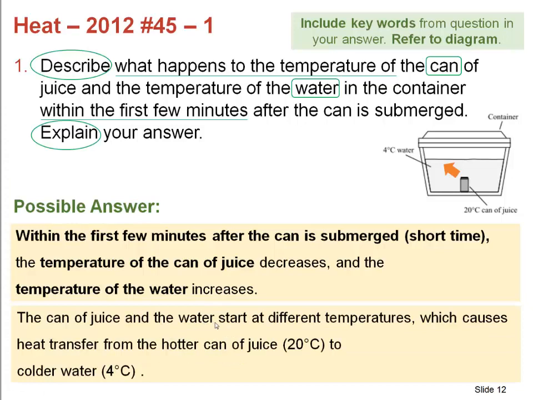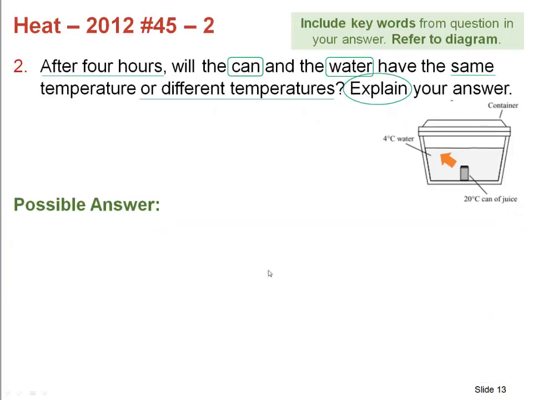The can of juice and the water start at different temperatures, which causes heat transfer from the hotter can of juice to the colder water. Heat is always transferred from hot to cold. After 4 hours, will the can and the water have the same temperature or different temperatures?